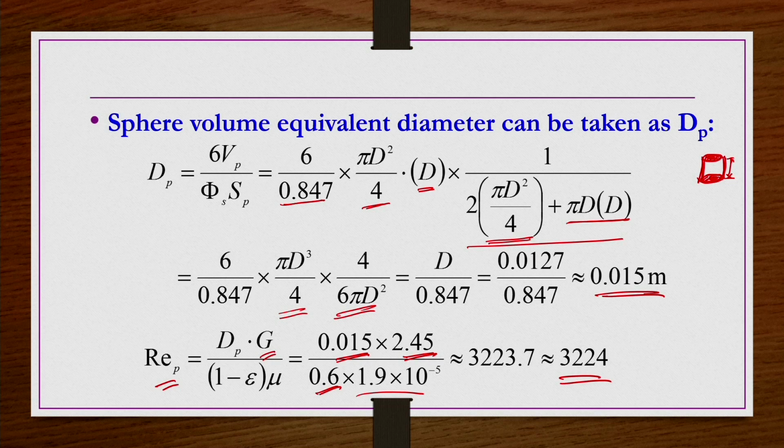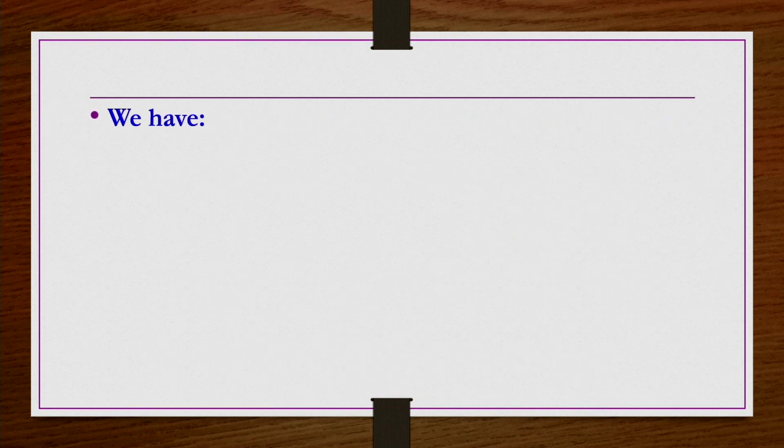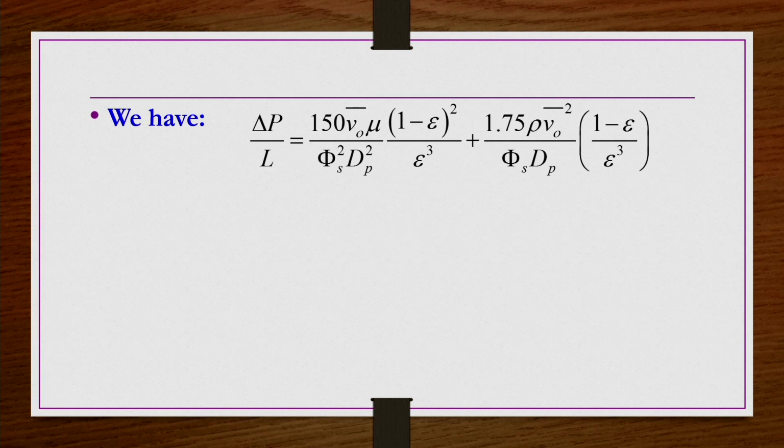Once this Reynolds number is known, then you can use the equation F is equal to 150 by Re_p plus 1.75, and then find F, and from there you can find delta P. Or directly you can use the delta P equation in the Ergun equation form. Either way you can do it. Since the previous two problems we have done in terms of friction factors and then calculated delta P, what we try to do here is the same thing directly using the Ergun equation, to have practice in a different way.